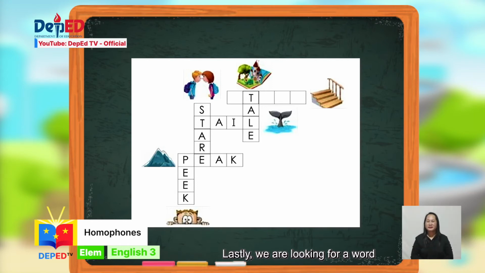Lastly, we are looking for a word which is defined as having a set of steps connecting one floor of a building to the next floor. What do we call this word? Awesome! It's called stair. S-T-A-I-R. Stair.